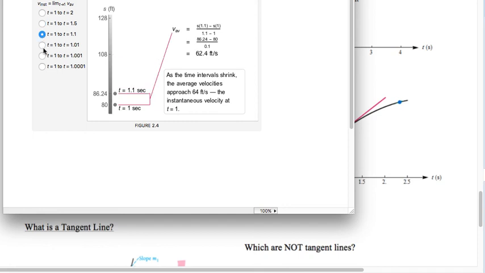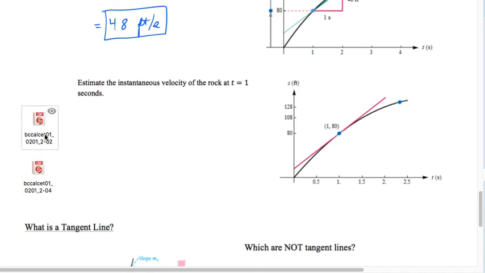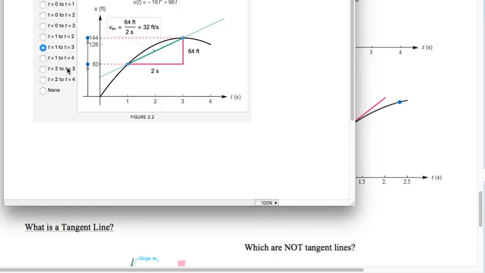Okay, if the time span is 0.1 seconds, the average speed over 0.1 seconds is 62.4. If you look at 1/100th of a second, 63.84. 1/1000th of a second, 63.984. You can see that the average velocity is approaching 64 feet per second. Okay, so the average velocities are approaching 64 feet per second, and that is going to be the instantaneous velocity of the object that's been launched. Okay, exactly 1 second after it's been launched.